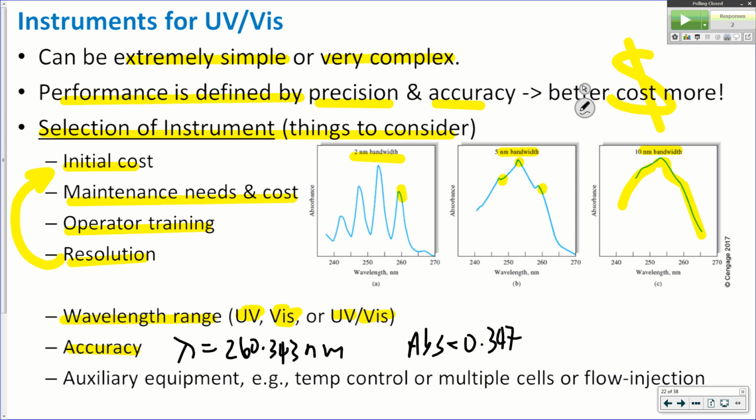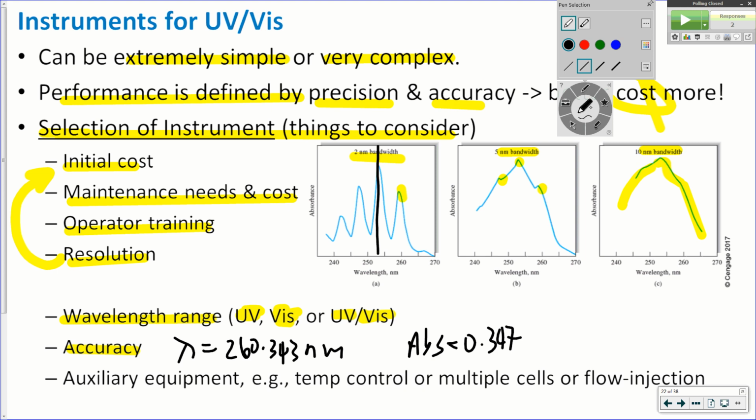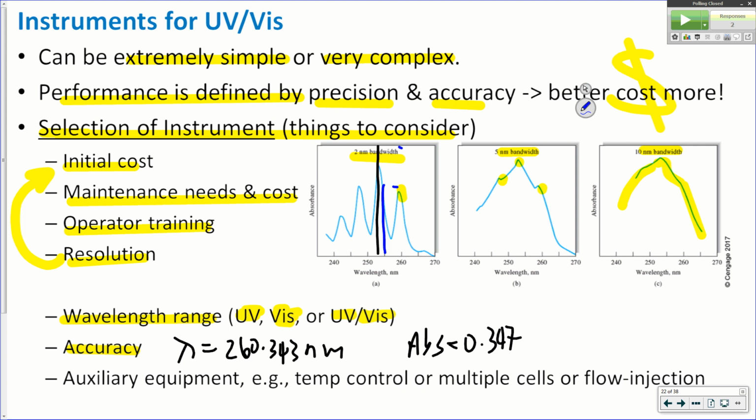If the spectra is off, instead of measuring the point here, if it's actually making the measurement slightly over, obviously that would give a different signal. And the difference in the signal could be significant at some point. So we have to make sure we get what we want.